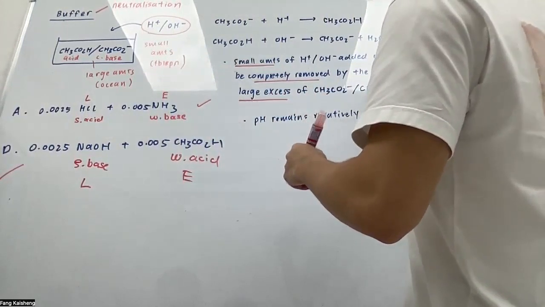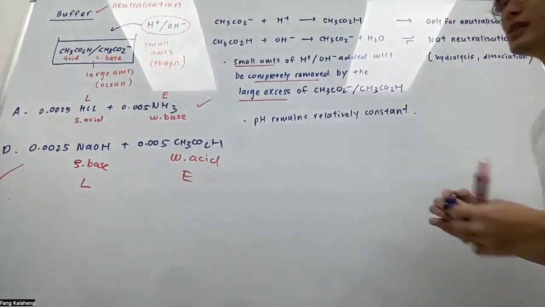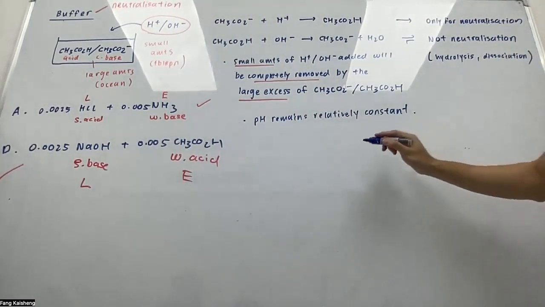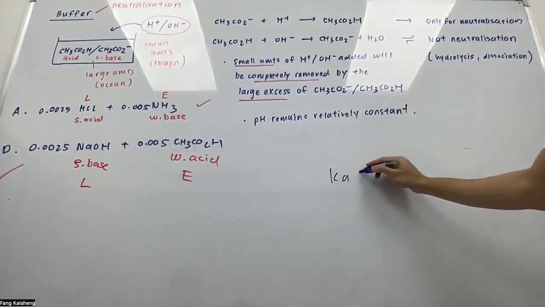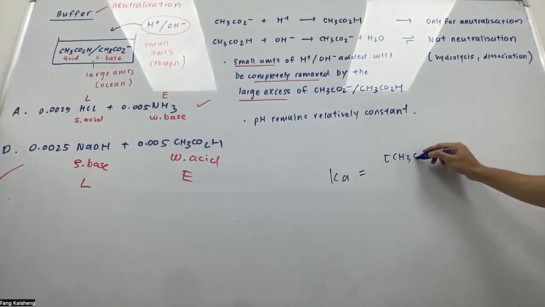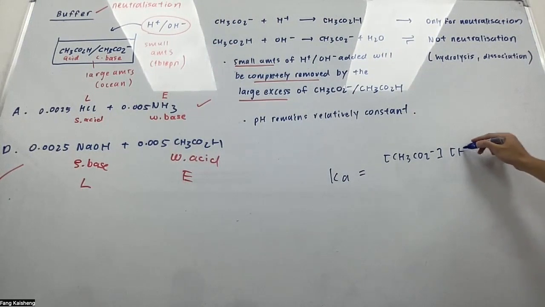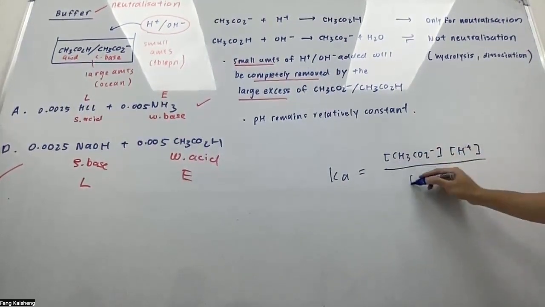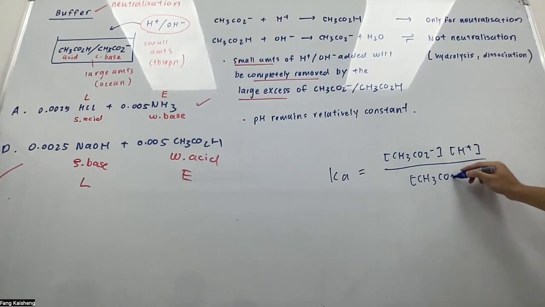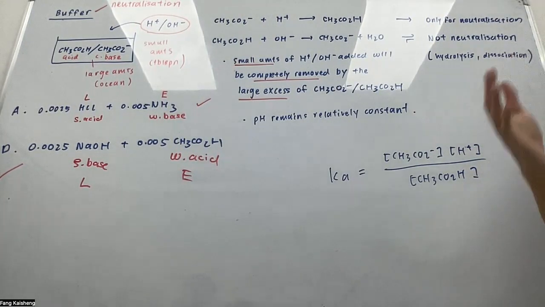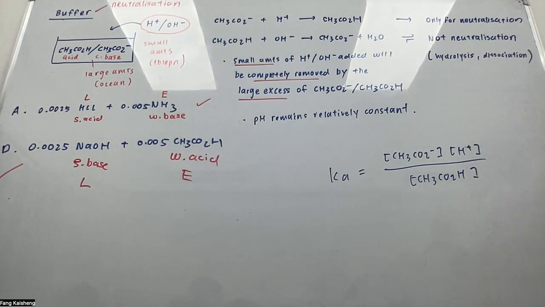That's a valid question. How does a buffer actually operate? If I want to go into the details, let's take a look at the Ka expression of this. Let me write it down first. It's good that you asked that question. Now let's really understand why you can't just put random acids and bases inside.